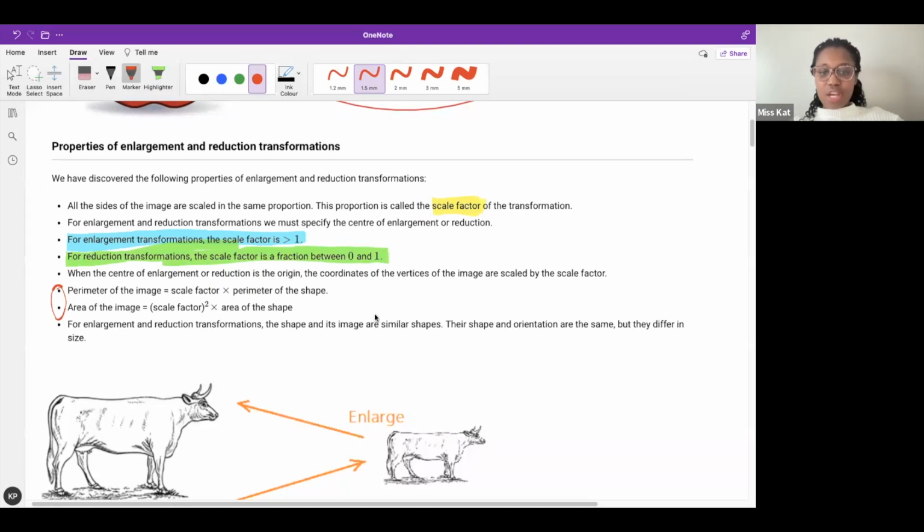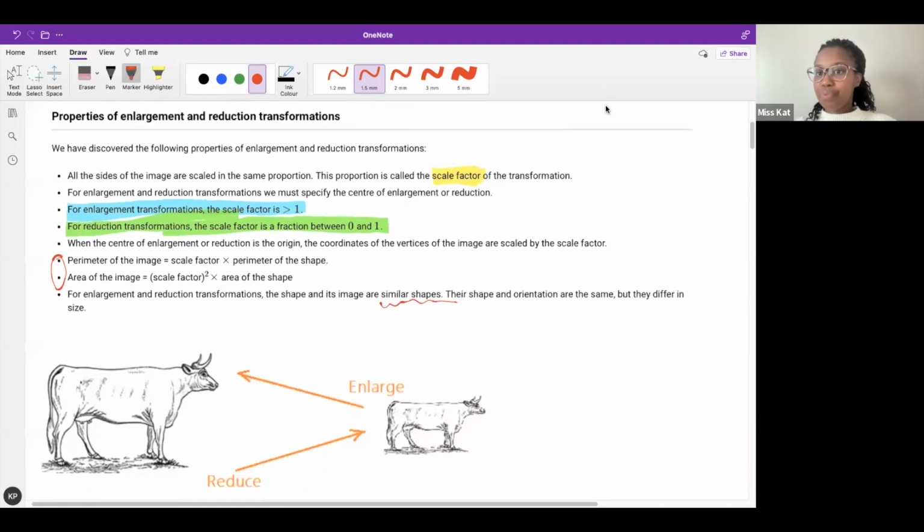And then the shapes are similar. Remember when we spoke about reflection, rotation, and translation? The shapes were congruent. Do you guys remember that? Because it was just the exact same shape that we moved. This time they will not be the exact same shape. Why not, guys? Why can they not be congruent anymore? Why can they not be congruent?